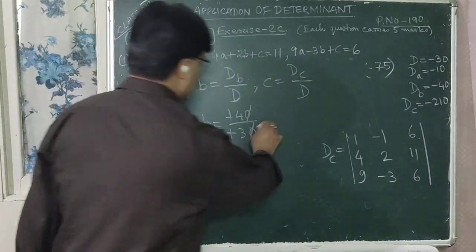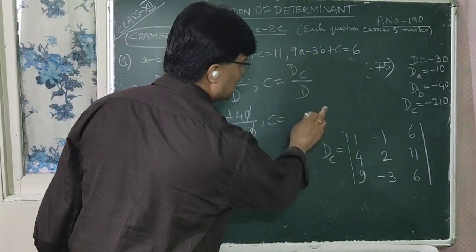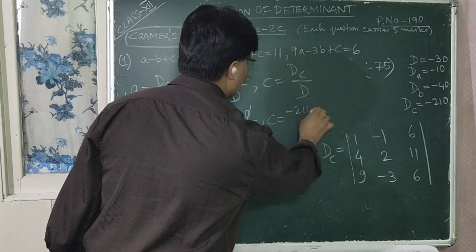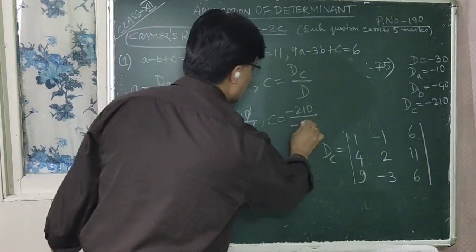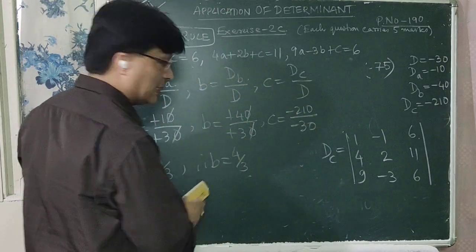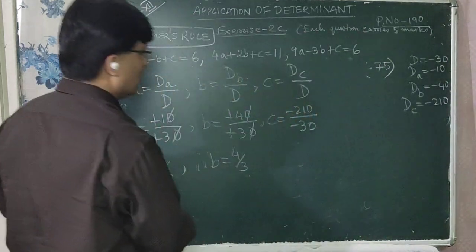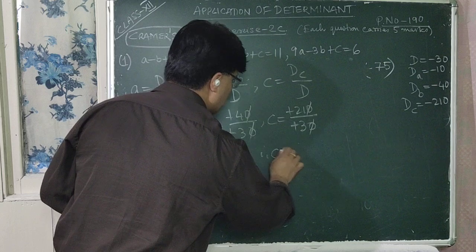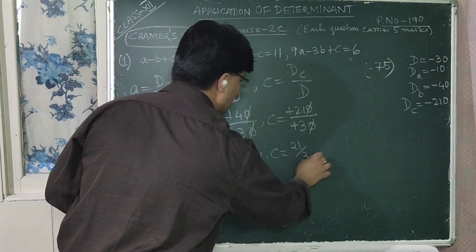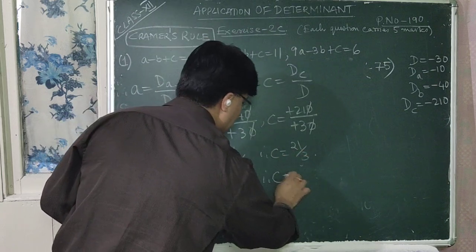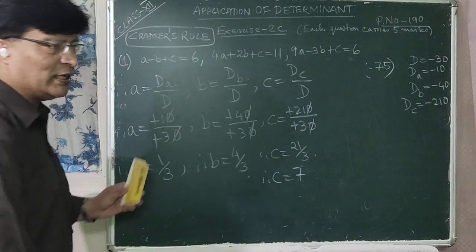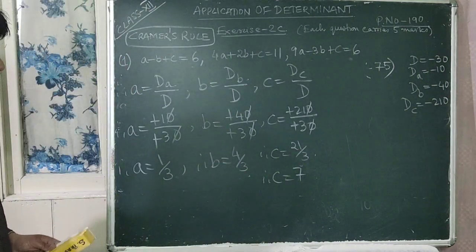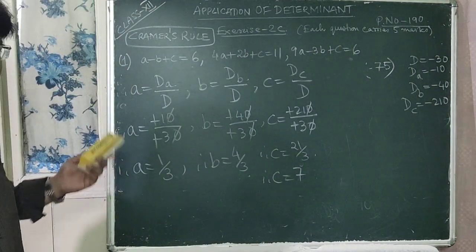Right? And next, C is equal to, what is DC? DC is minus 210 divided by what is D? It is minus 30. Clear? Next, this minus minus gets cancelled, 0 0 gets cancelled. So C is equal to 21 upon 3. That means C is equal to, what is 21 by 3? It is 7. Because 7 3s are 21.